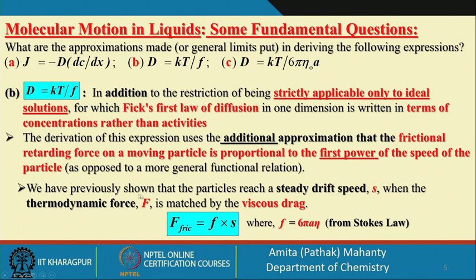So, the limitations or approximations we have taken: first, Fick's first law is applicable only for very dilute solutions. So, we have taken that the solution is ideal, the first assumption, so that we can replace the activity terms in terms of the concentration. The second one is that the frictional retarding force acting on the moving particle is proportional to the first power of the speed of the particle, instead of the general relationship for force. Okay.